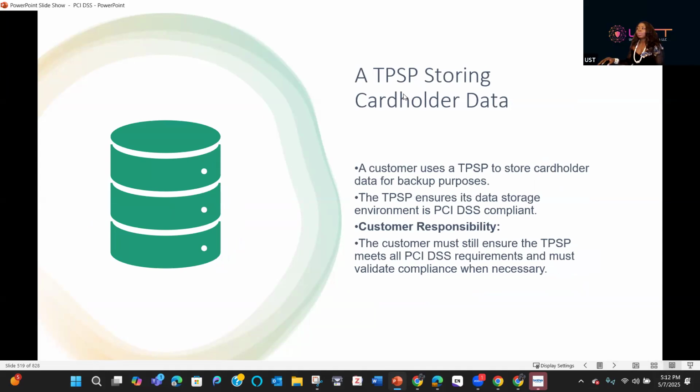Also, consider when the third-party service provider is storing cardholder data: the customer uses a third-party provider to store cardholder data for backup purposes.